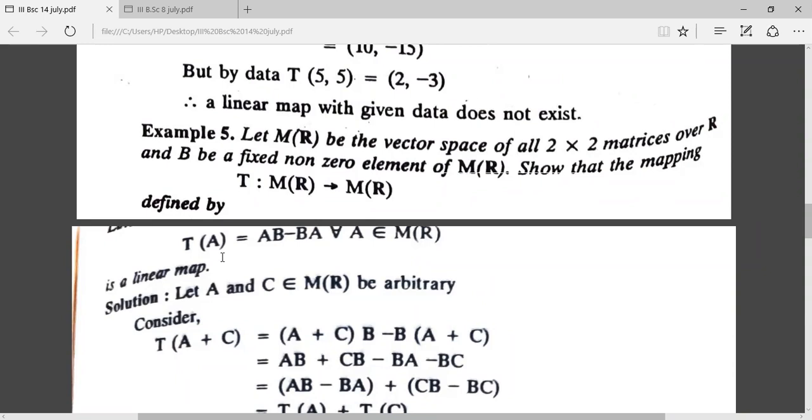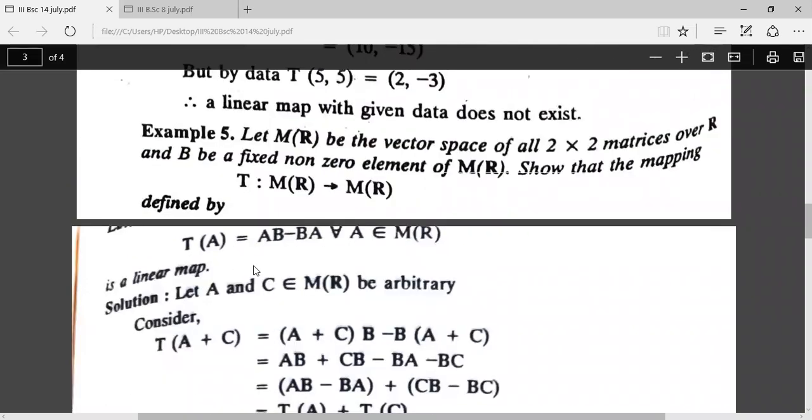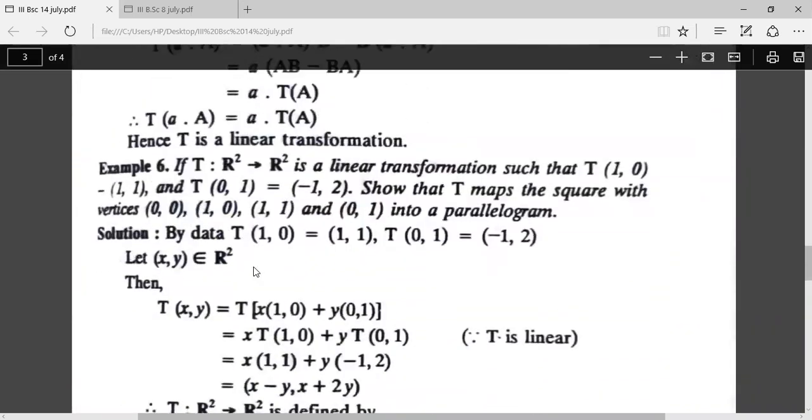The problem is a linear map idagide antannadu linear transformation problem bitre idu find the linear transformation problem alla, adrinda ee problem agide. Next, example 6.